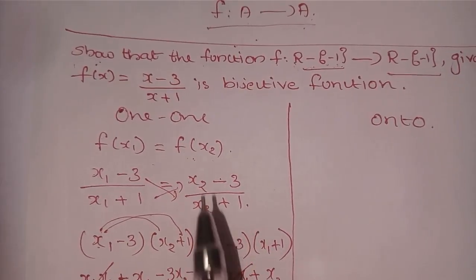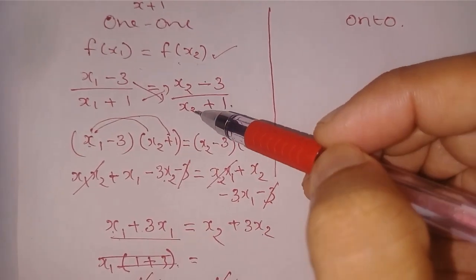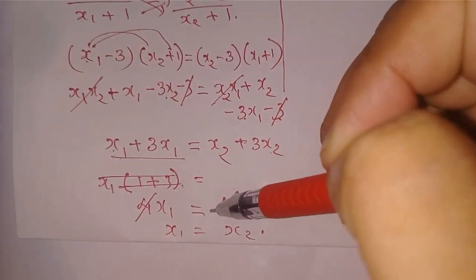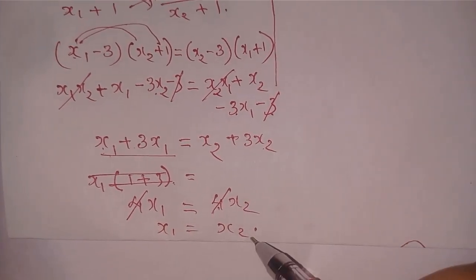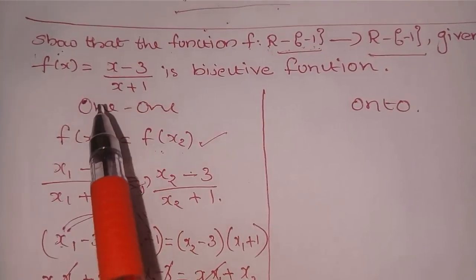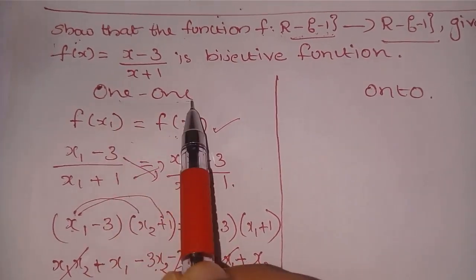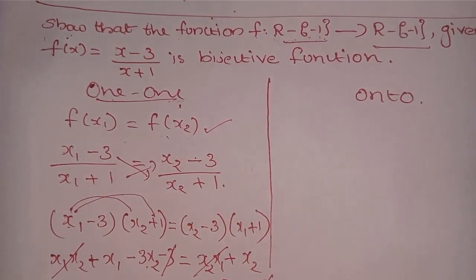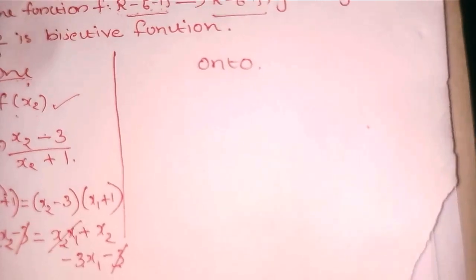So from f of x1 equal to f of x2, using the procedure of simplifying the terms, we are able to prove x1 is equal to x2. So what can we say? The given function f of x is one-one. So the given function f is one-one.